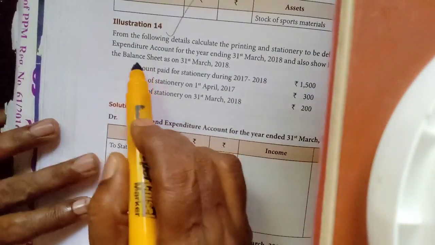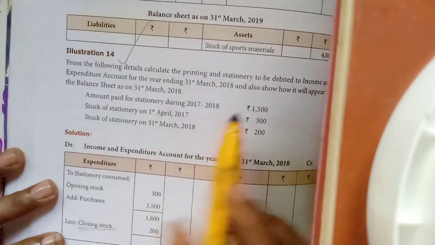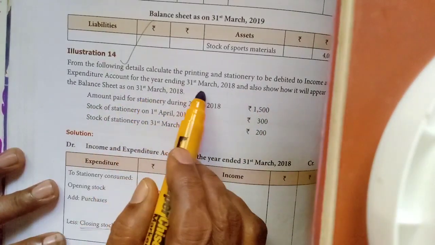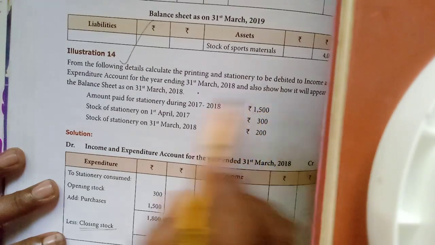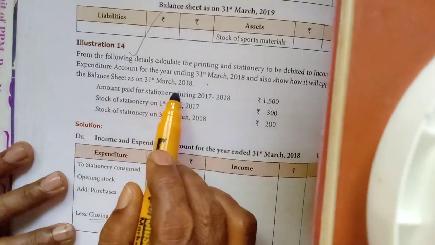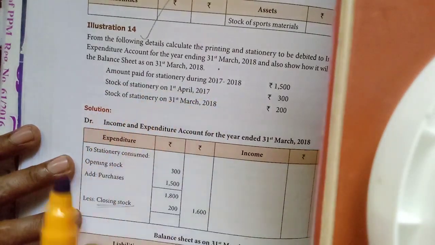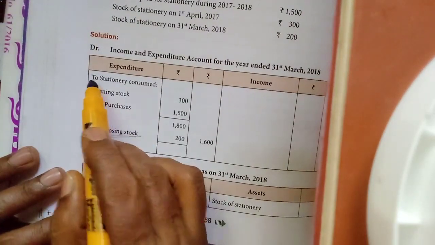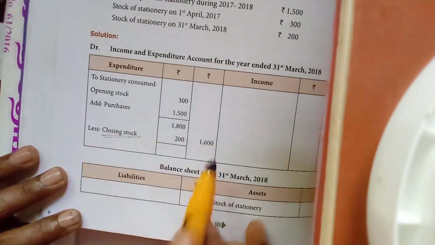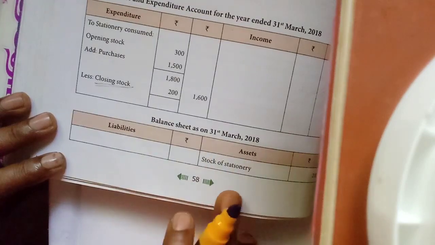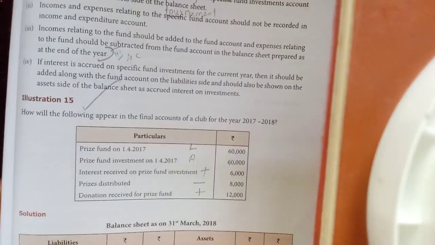You see the next illustration. From the following details, calculate the printing and stationery to be debited to income and expenditure account for the year ending 31st March 2018, and also show how it will appear in the balance sheet as on 31st March 2018. Amount paid for stationery, then opening stock, closing stock. See, stationery consumed, then opening stock, add purchases, less closing stock. Then in the balance sheet, stock of stationery. Very simple. They will ask 2 marks, 3 marks.